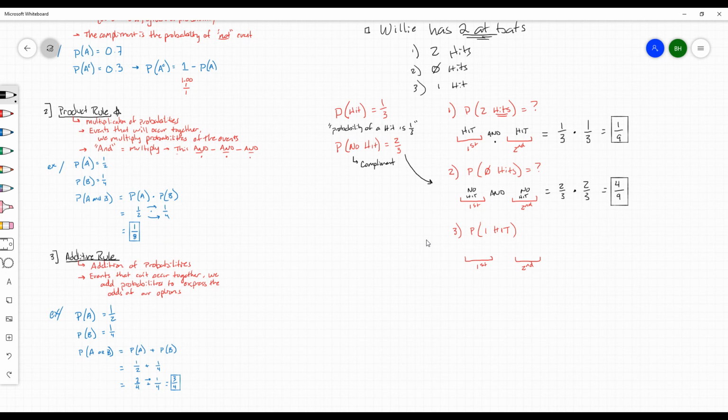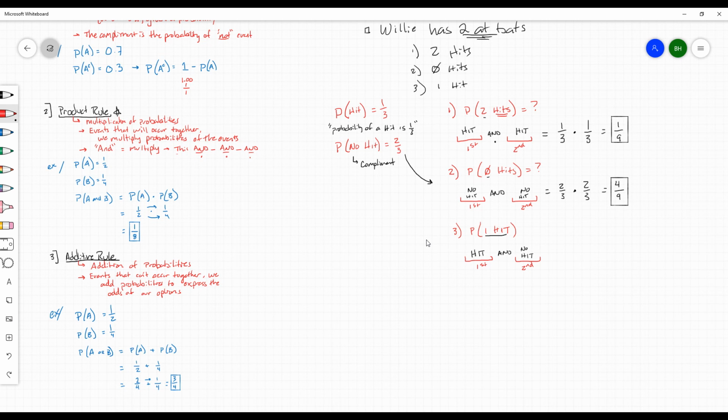First, here in the first two problems, there's only one way that Willie can get 2 hits, and only one way that Willie can get no hits. However, looking at this problem, with Willie getting only 1 hit, there's a couple different ways that he can do this. He can hit the ball his first time at bat, and then not hit it the second time. Remember, this would be an and.